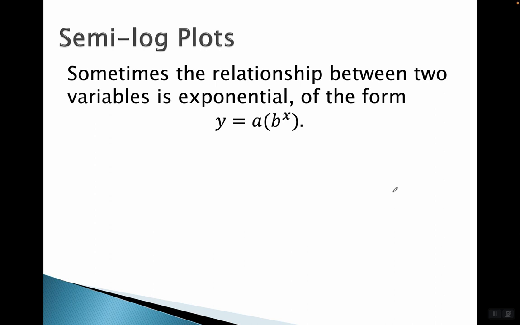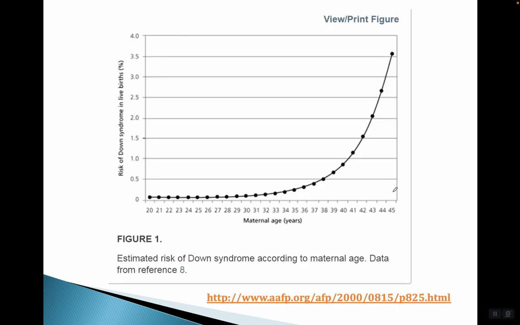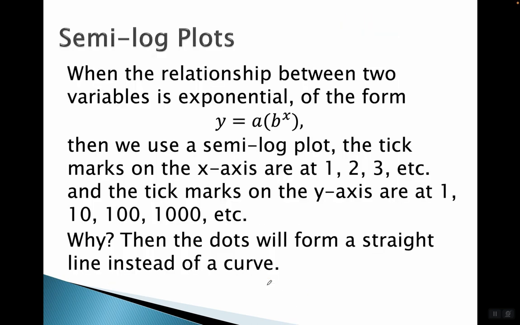Sometimes the relationship between two variables is not a power function. Instead, it's exponential. In other words, it's of the form y equals a times b to the x. Here's an example. This is the estimated risk of Down syndrome according to maternal age. So there's a strong relationship between the two, and it's exponential. The older the mom, the more likely the child is to have Down syndrome. And it's exponential. It's not linear. It's not a line. So this relationship is of the form y equals ab to the x.